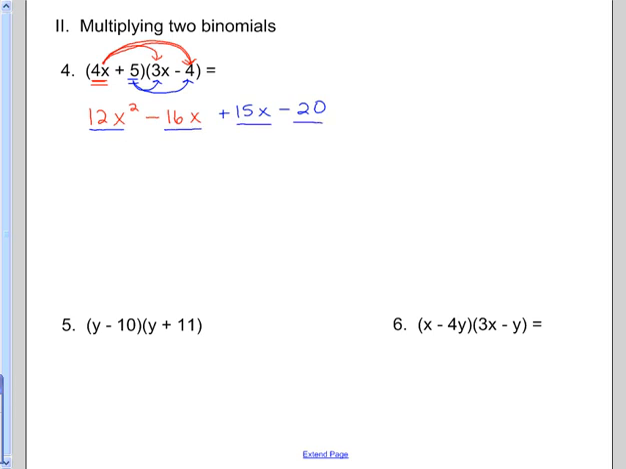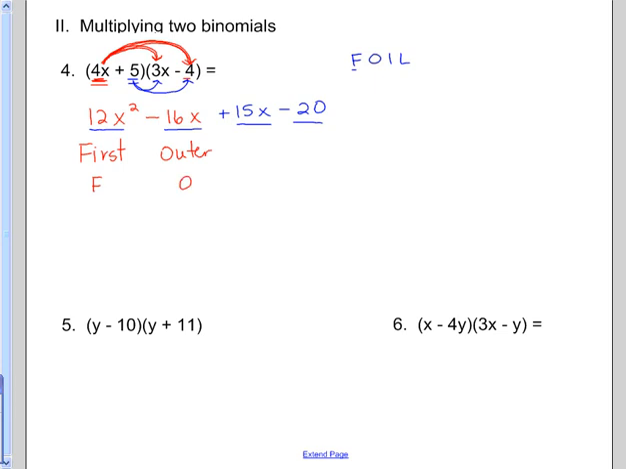Typically we call this multiplying using the FOIL method, F-O-I-L. This is just a way to remember that we multiplied the first two terms together, 4x times 3x. We say that those are the first terms in each binomial, so that's where we get the F from. Then we multiplied 4x times negative 4, and we say that these two terms are in the outer part of my problem. So we say this is outer. That's where we get the O from.